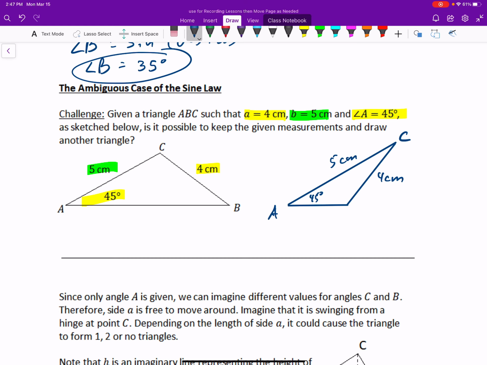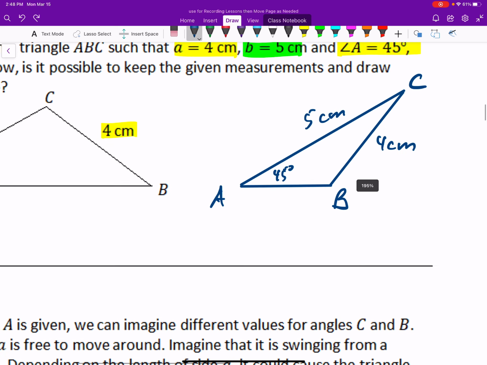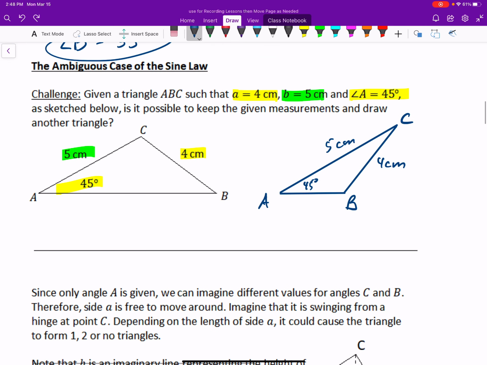But C, which used to be a big obtuse angle, is now a tiny little acute angle. And B, which used to be a little acute angle, is now a big obtuse angle. And side length B, which used to be quite long, is now quite short. So if those all change, it's possible to draw another triangle keeping those particular dimensions the same. So how do I know if it's possible? Because it's not always going to be possible if you're just given some dimensions.